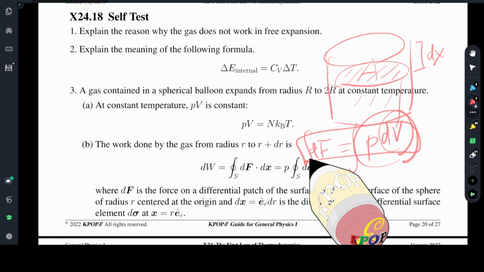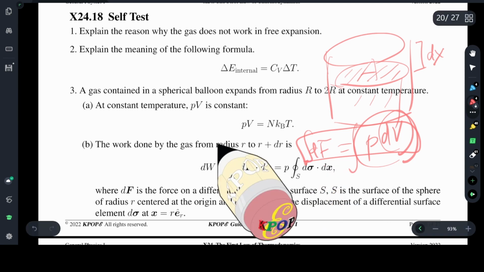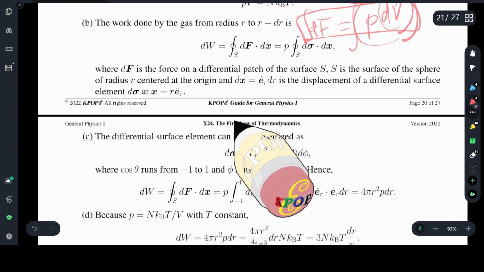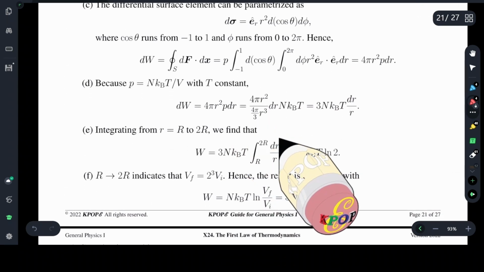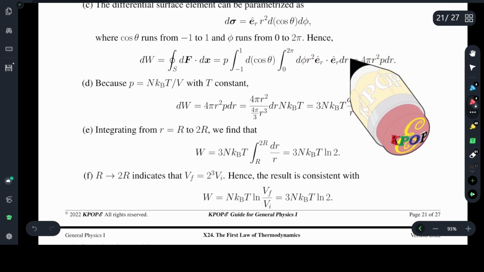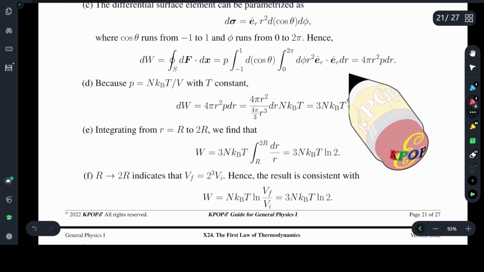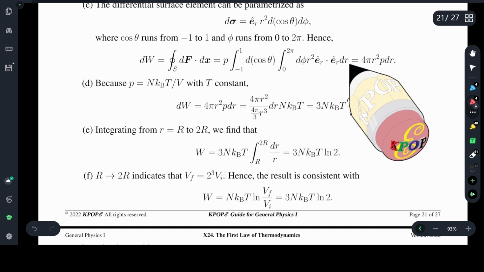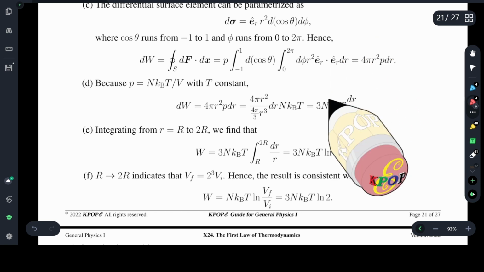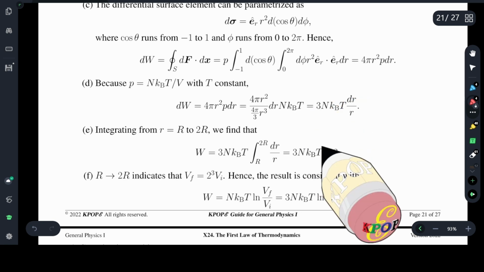And in the middle of a class, we introduced a way to describe the work done by a gas contained in a spherical container. This is an explicit calculation for that one, and you can easily follow. You know how to evaluate the solid angle integral in three-dimensional Euclidean space, and the radial integral too.